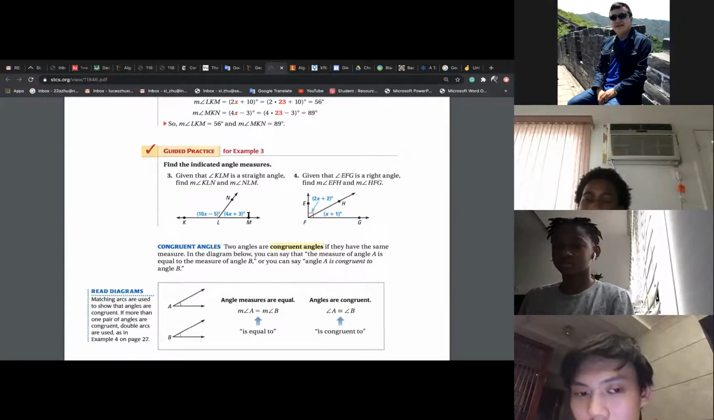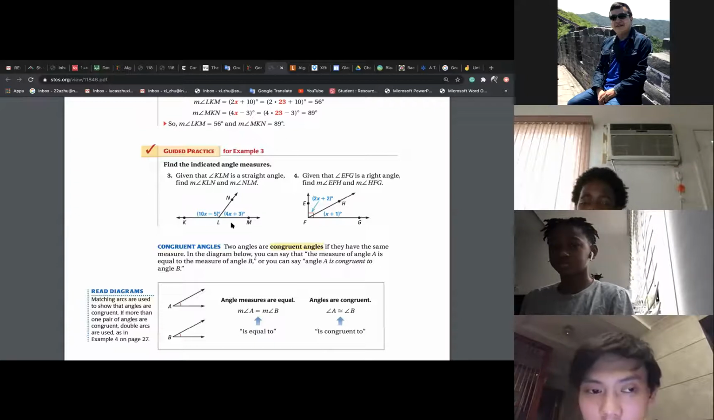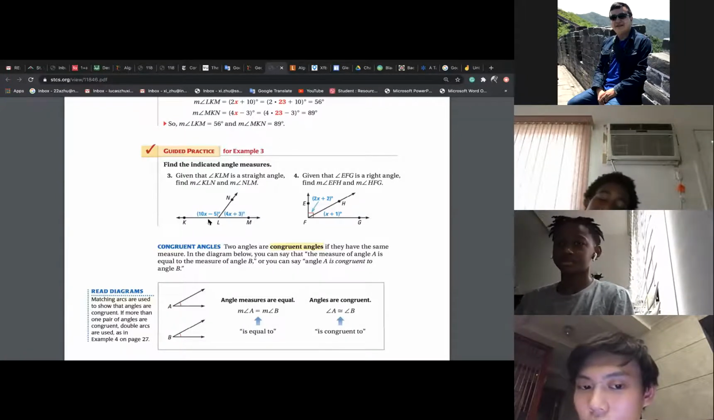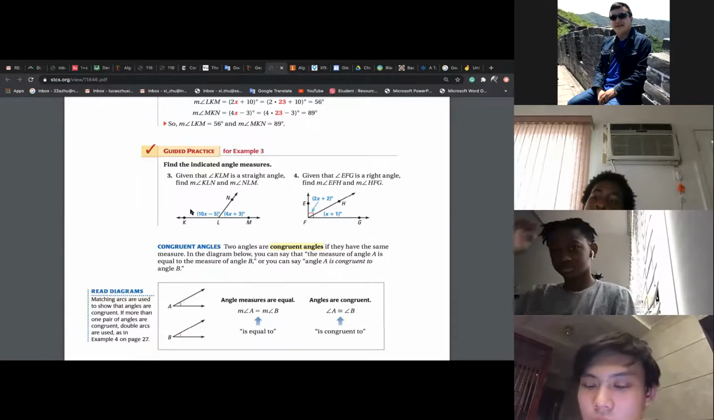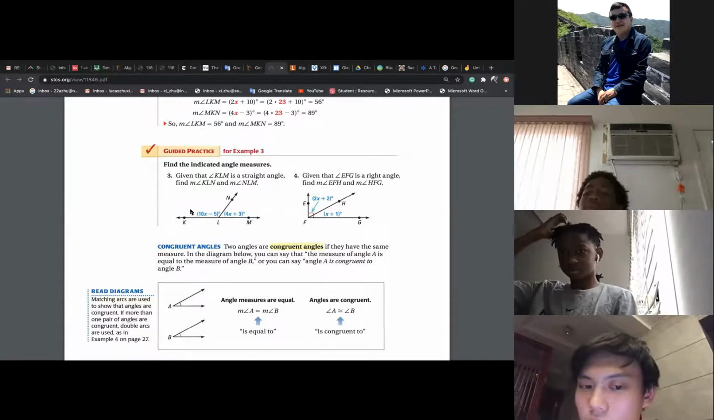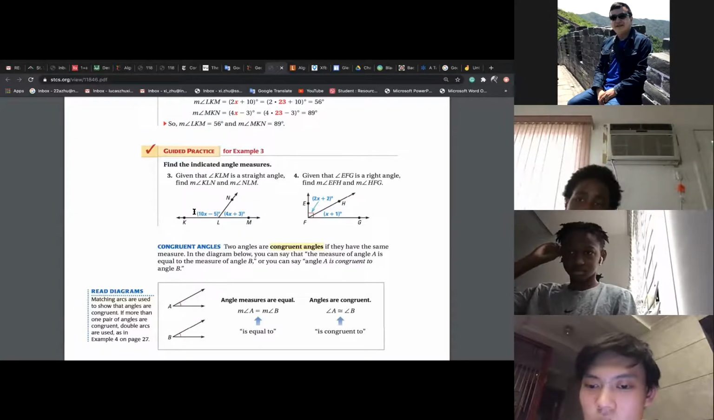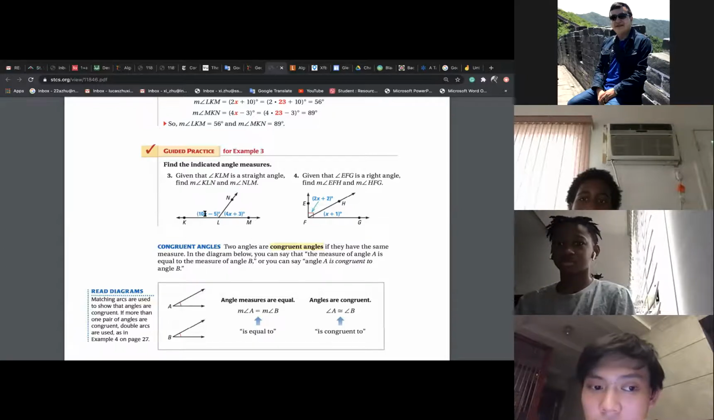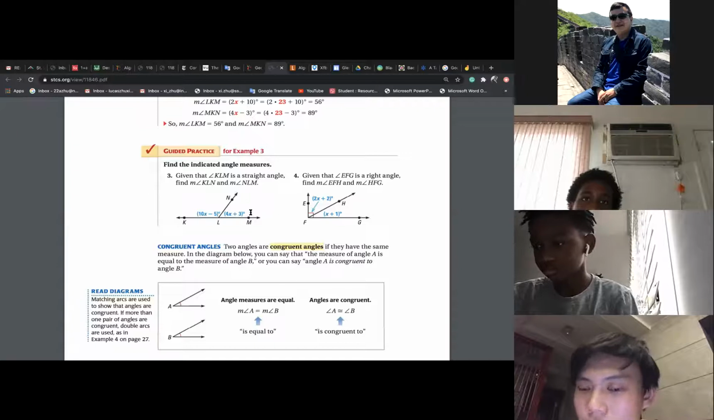But what's in it? What's between them? Two angles, right? And they add up to 180, right? So what do you do now if you know they add up together and equal 180? You add them. So 10x minus 5 plus 4x plus 3 equals 180, right?